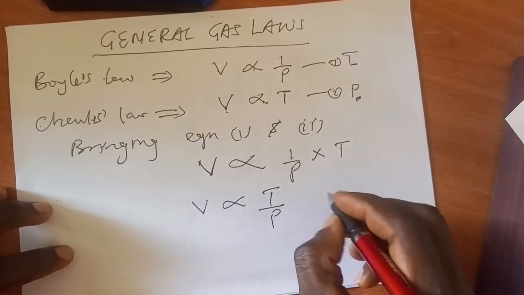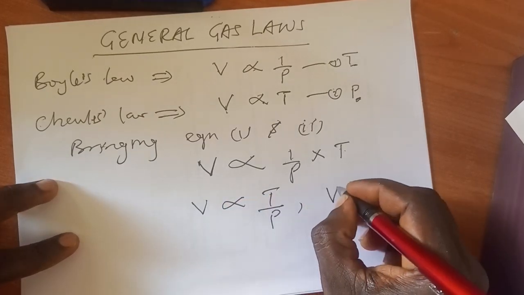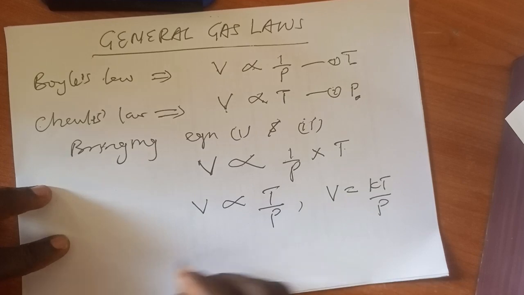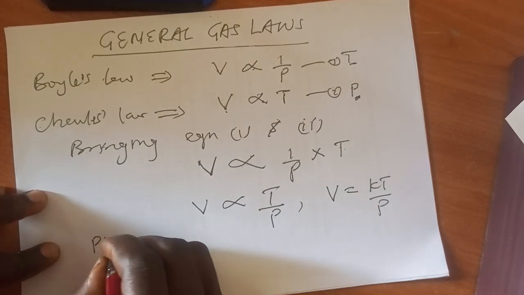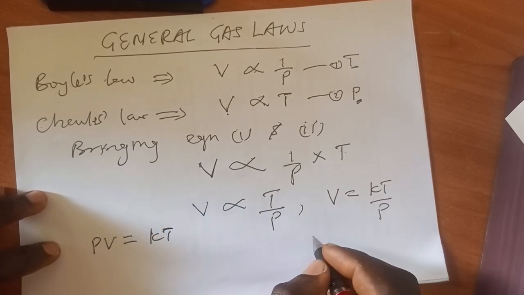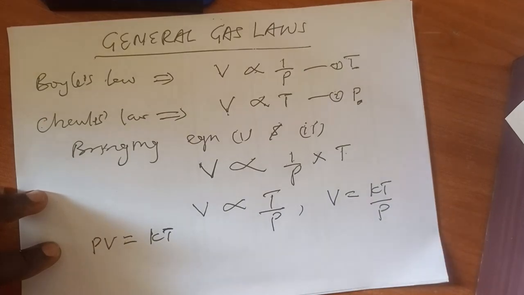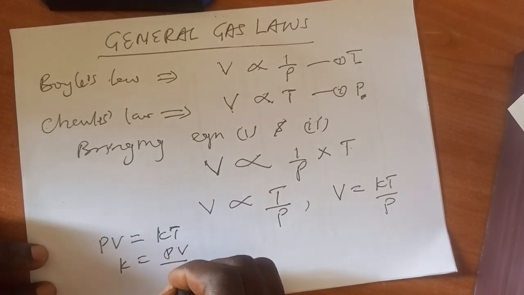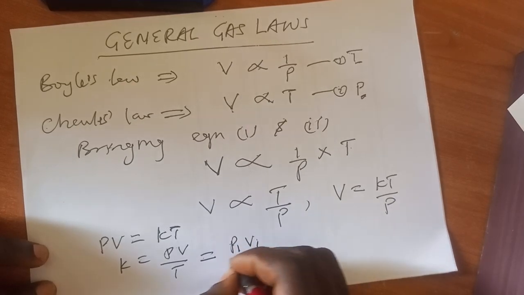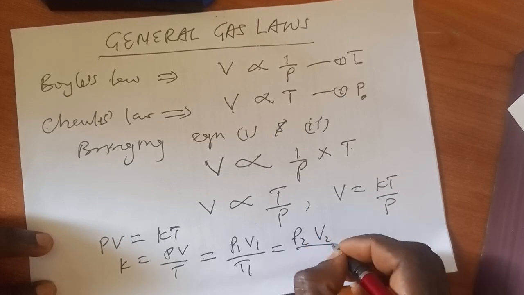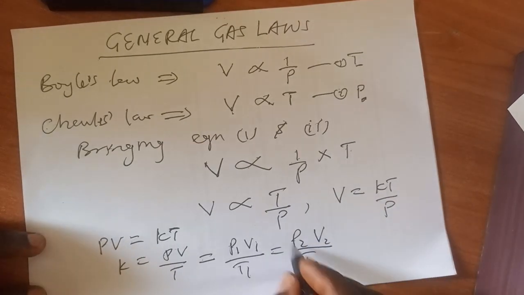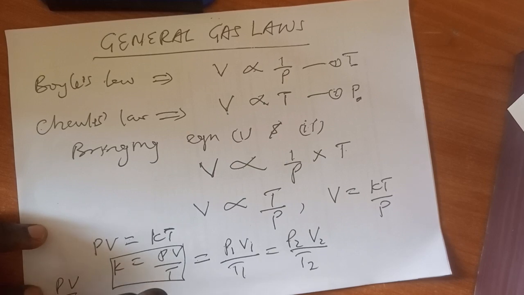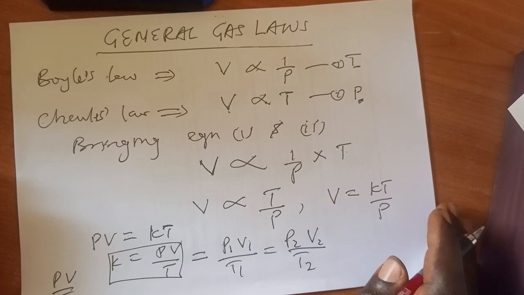So if you introduce the sign of equality, you are going to have V is equal to KT over P. Do you understand that? So with this, you are looking for K. Then you have PV is equal to KT. So K is equal to PV over T. And because it's constant, it will be P1 V1 over T1 equal to P2 V2 over T2. The general gas law is this, which explains that PV over T is constant. So with this, you can solve any question.